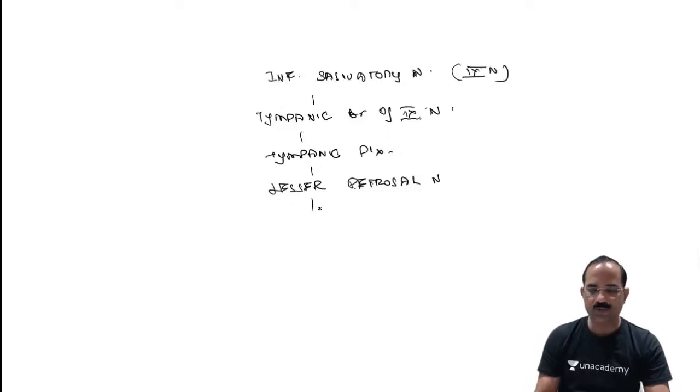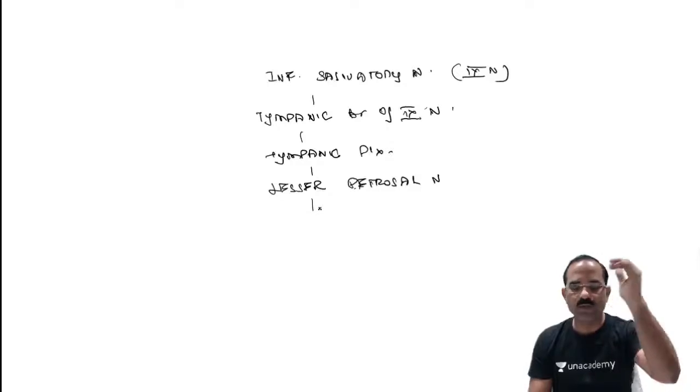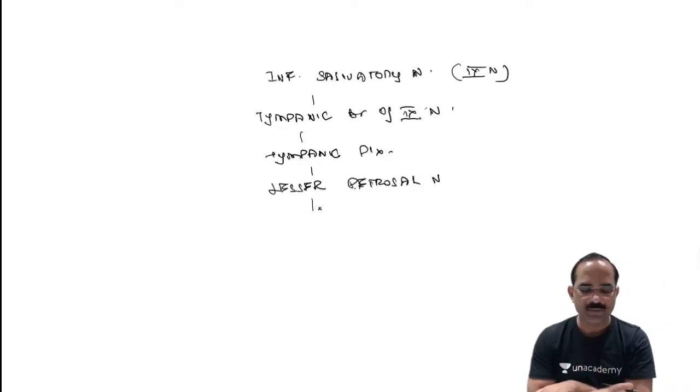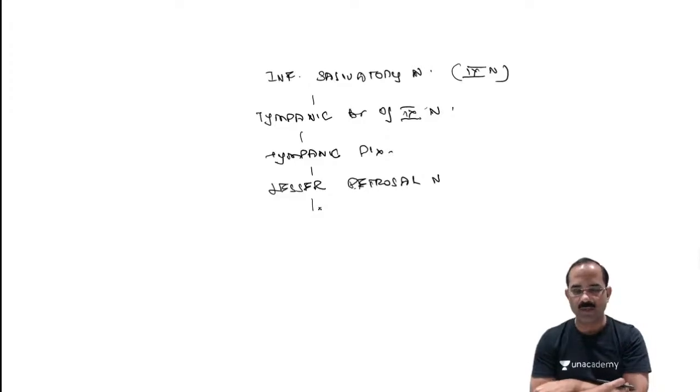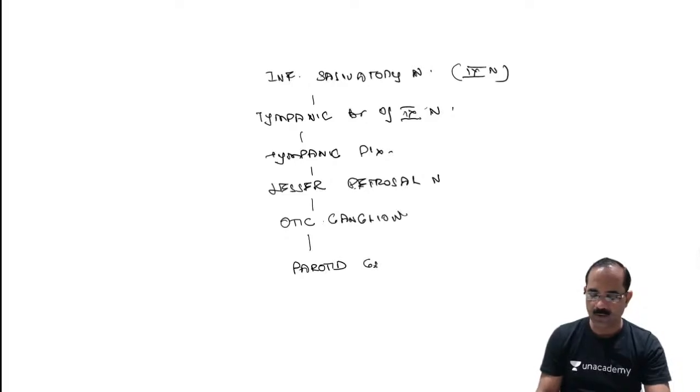The lesser petrosal nerve gets outside the skull through a foramen. What's that foramen? Yes, the foramen ovale. It now relays in a ganglion. What's this ganglion? That's the otic ganglion. And now the fibers will go to supply the parotid gland.